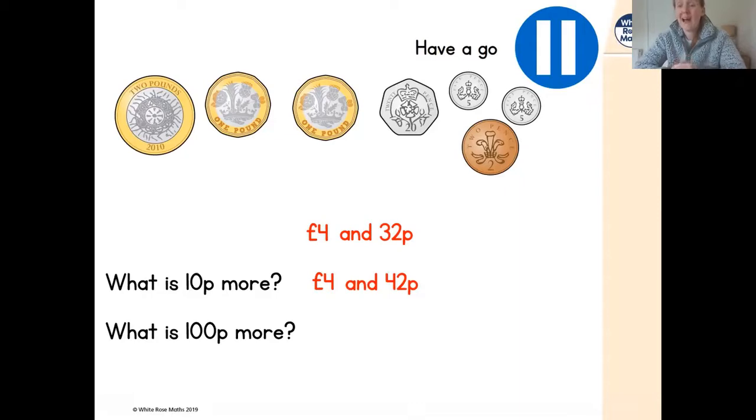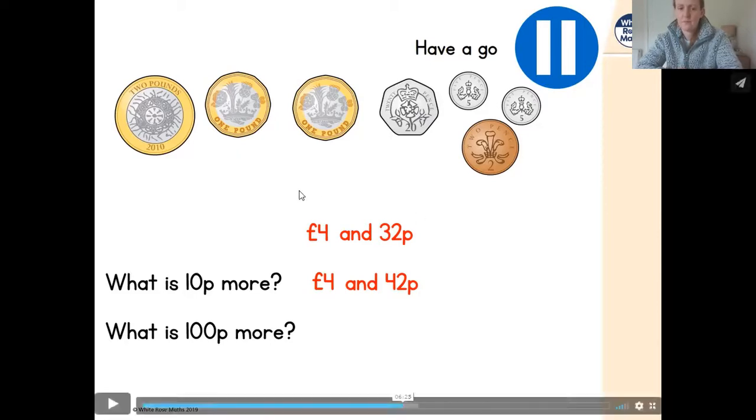So we've got £4.32, and we want to add 100p or £1 more. Jot down what you think the answer would be. 100p or £1 more than £4.32. So we could add 100 pennies, couldn't we? We could try and draw 100 pennies, and we could give our answer as £4.132.